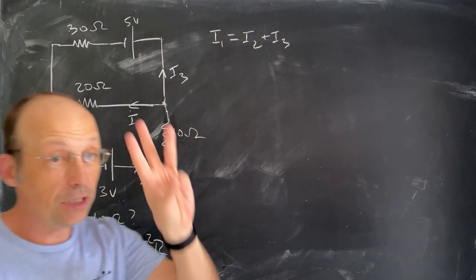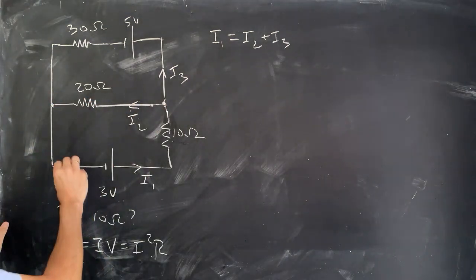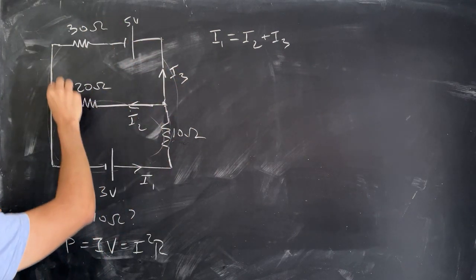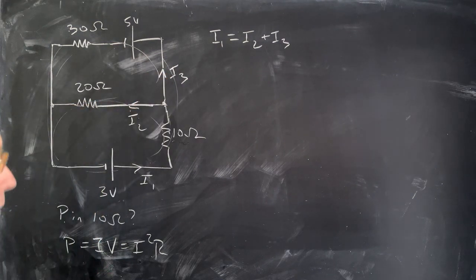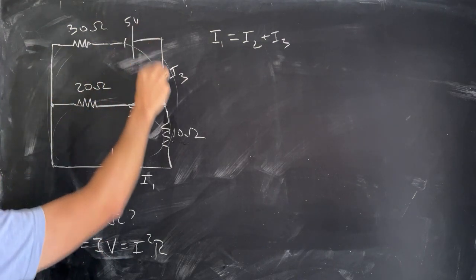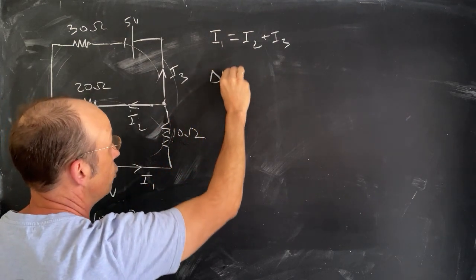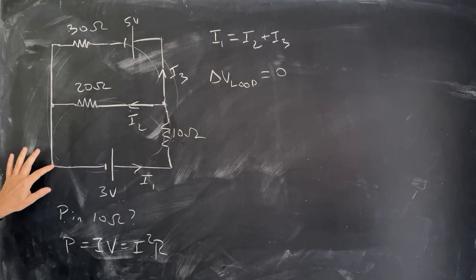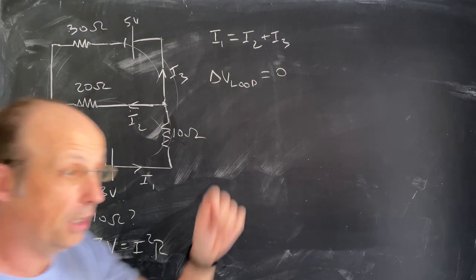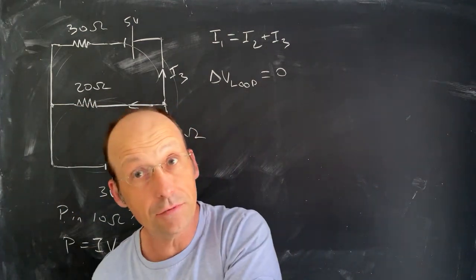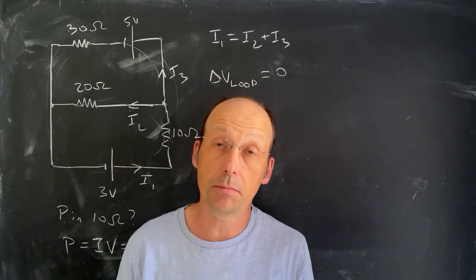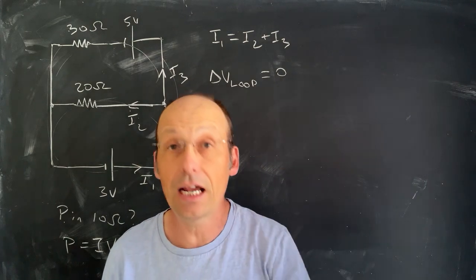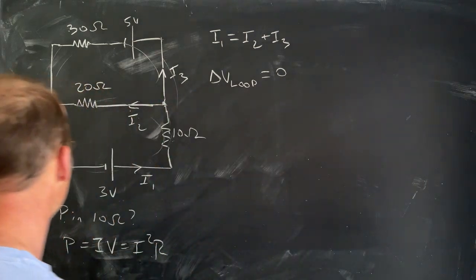Okay, so there are actually 3 loops, but I only need 2 of them. The 3 loops are this loop, and this loop. I'm just going to pick 2 of them. I'm going to start here and go all the way around the loop. And remember, the loop rule says that the change in potential around a loop is equal to 0. So let's add up, start here, go around the loop, and add up the voltages. Remember that if I go from the negative to the positive side of the battery, that's a positive change in potential. If I go across a resistor in the same direction as the current, that's a negative change in potential, negative IR.